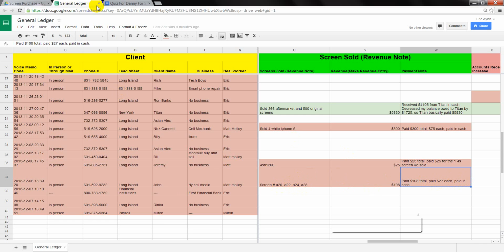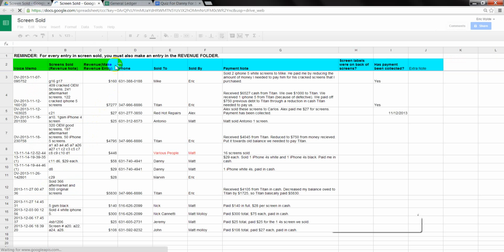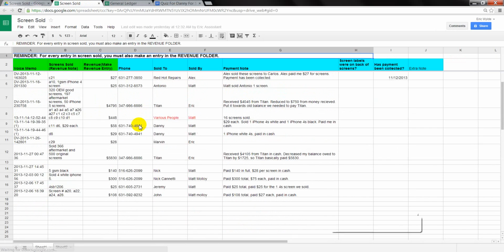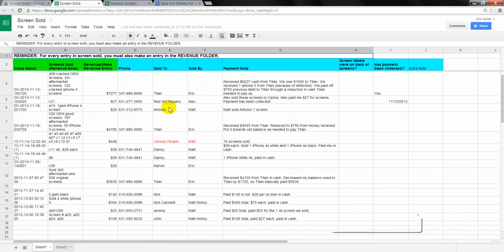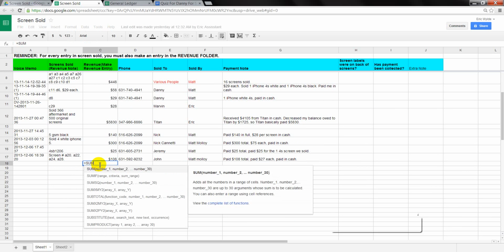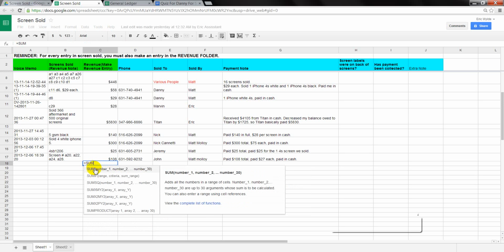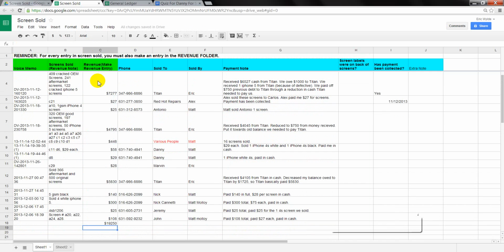Once again, if we wanted to figure out how many screens were sold or which screens were sold, we would go to screen sold, click on it, and everything should be right there. Screen sold is also used when we sell screens to Titan. If we wanted to figure out how much money we've made in the past 2 weeks, we have the revenue. We could simply scroll up and, at a very quick click, there we go. We have all of our revenue. So it's pretty simple to do that as well.